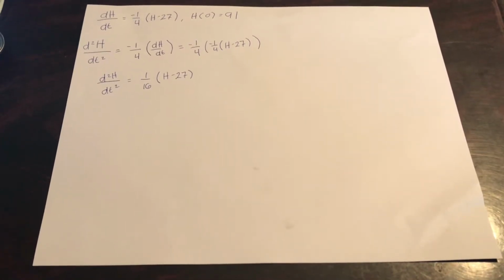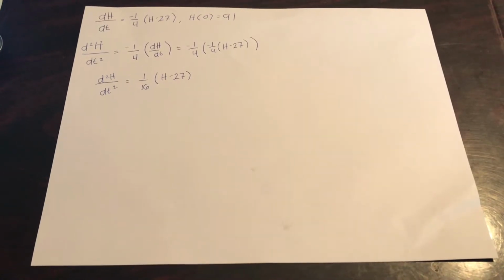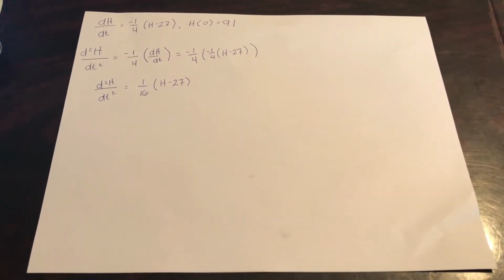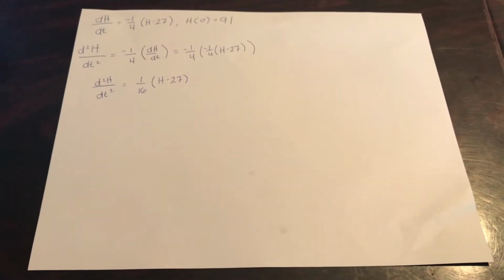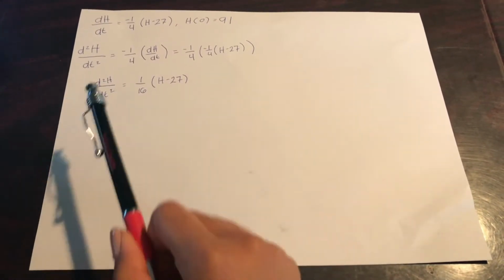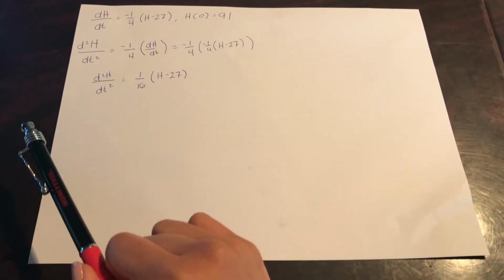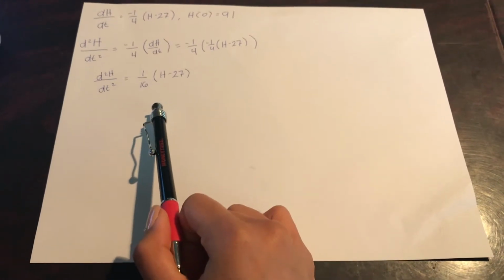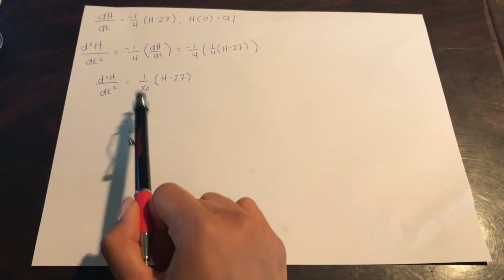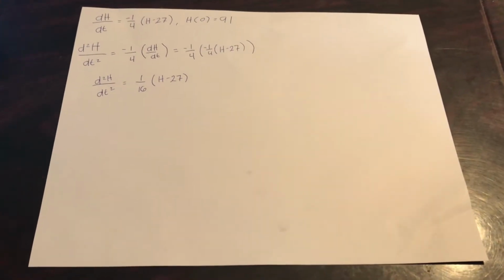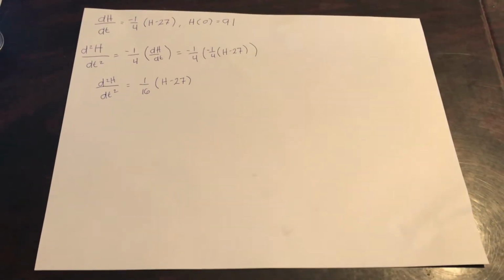Now in the problem, you are given that for all times t is greater than 0, your h will always be greater than 27 degrees Celsius. So what that information tells you is that your second derivative is always going to be positive. So if your h were to ever be less than 27, then that would make your second derivative negative. But because it's always greater than 27, that tells you that your second derivative will always be positive.